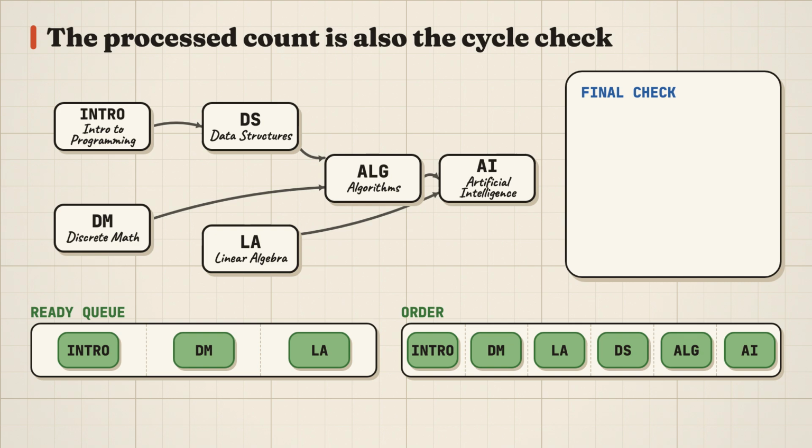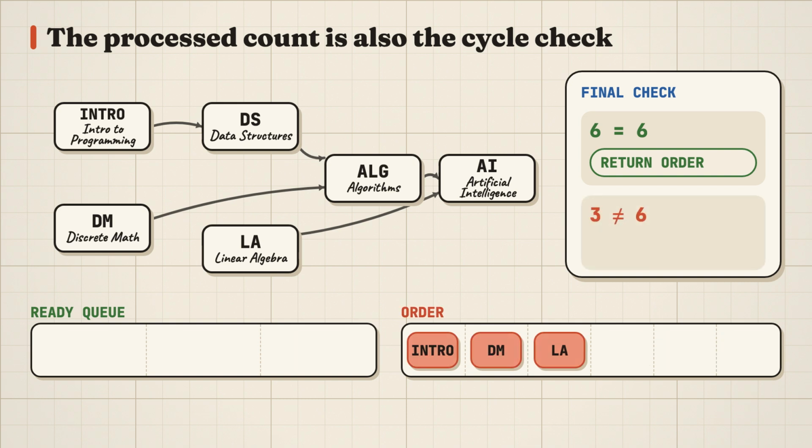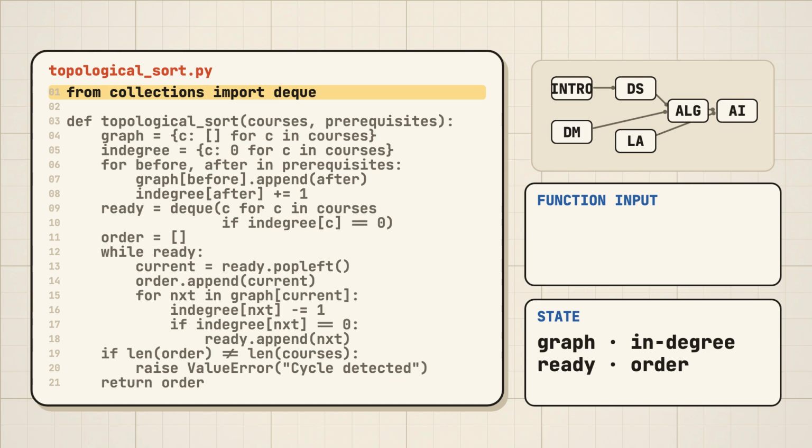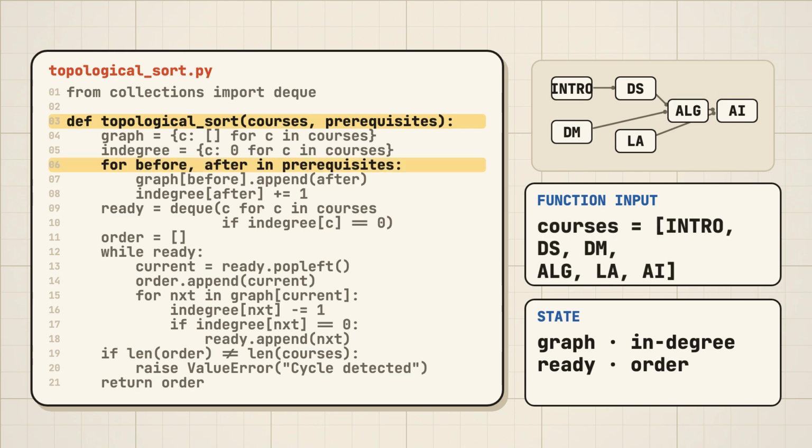So the cycle check is simple. If the final order contains every course, return it. If some courses are missing when the queue becomes empty, the graph contains a cycle. The Python program follows the same steps. We import deque from collections, then create a function that receives the list of courses and the prerequisite pairs.